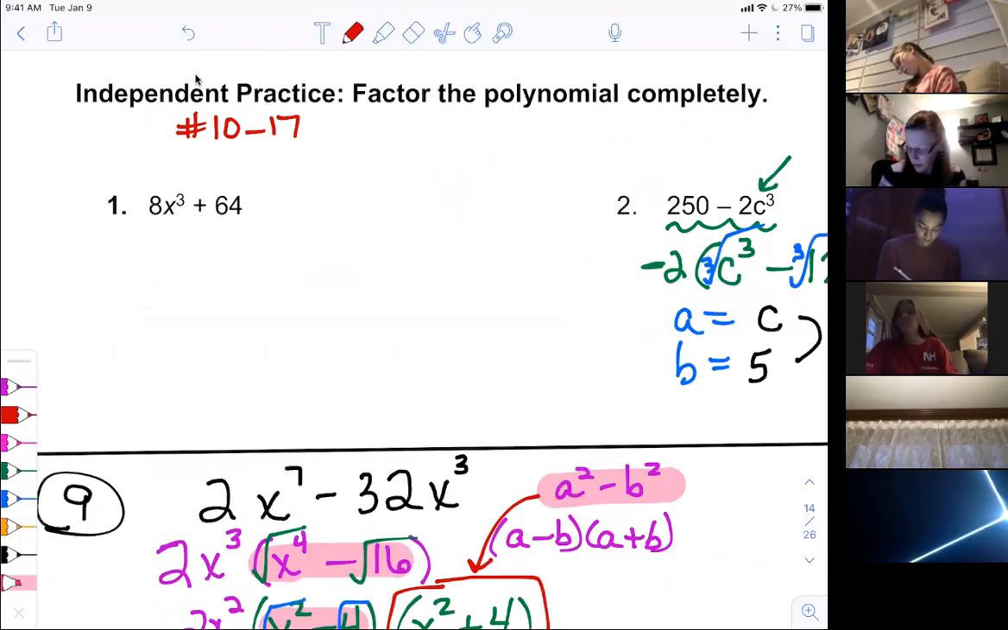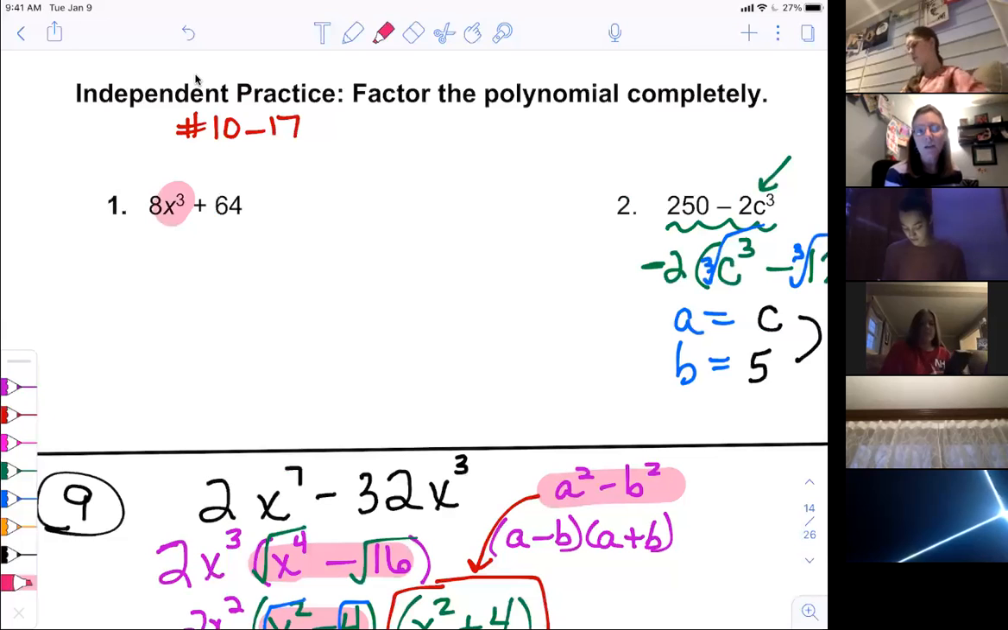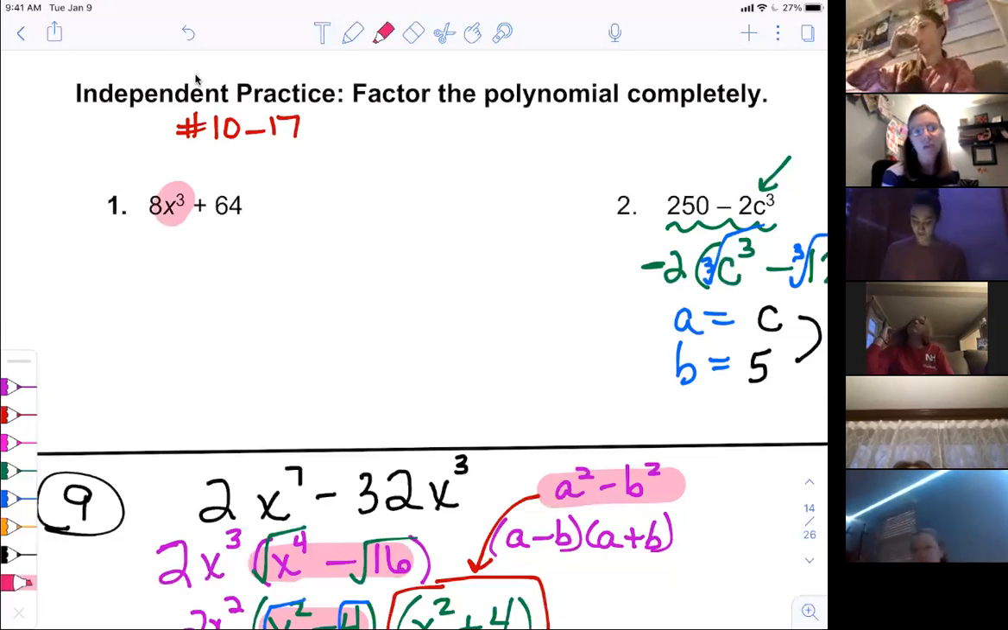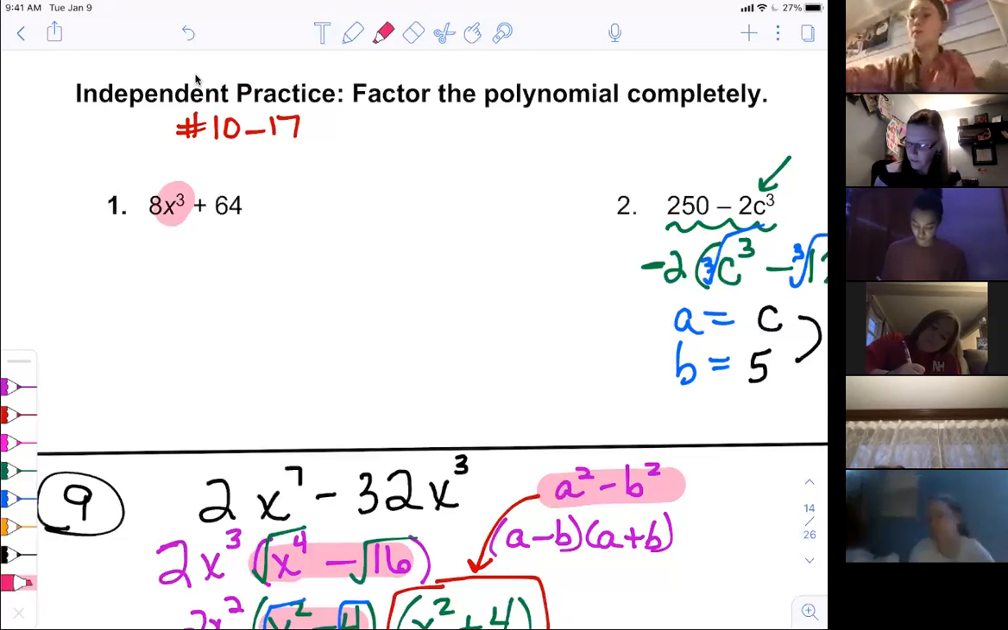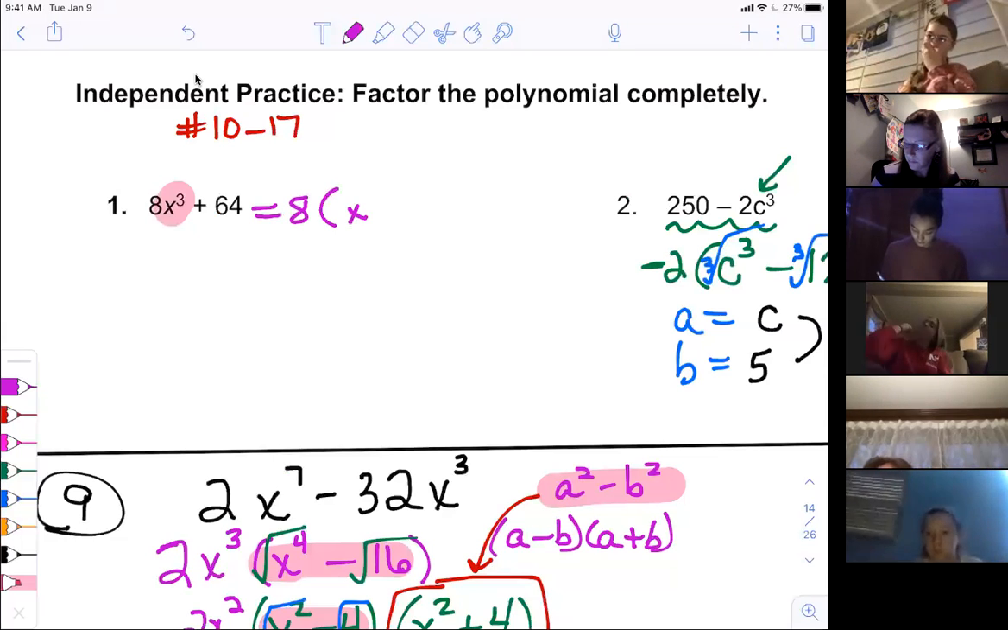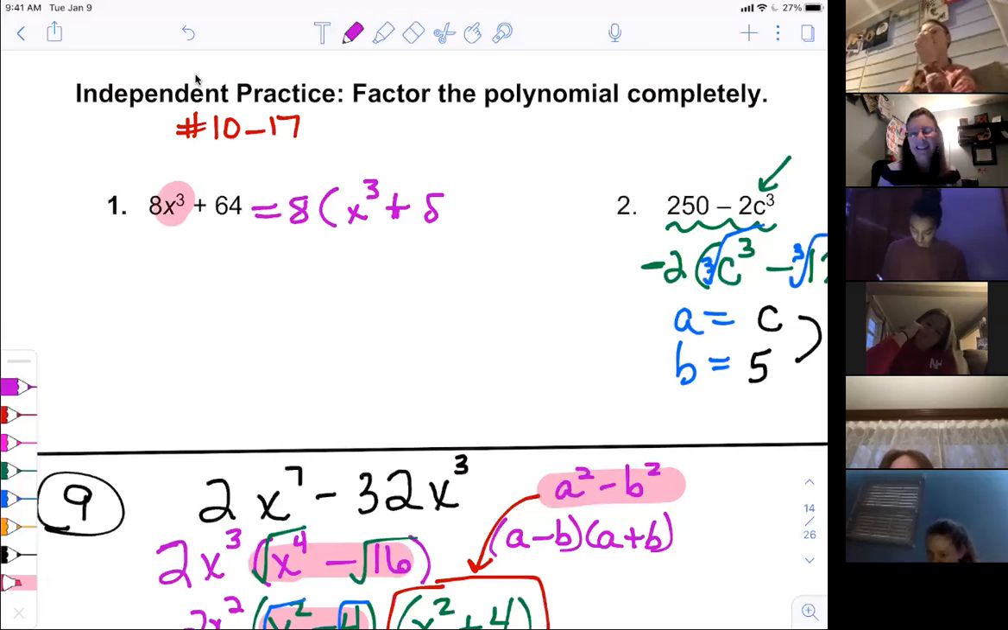Well, that x cubed is an indication that you're going to use the sum of two cubes. But the first question we need to ask ourselves would be, is there a GCF? So Brooke, if you look at number 1 with the independent practice, is there a GCF with 8x cubed plus 64? Yeah, you have to pull out 8. When you pull out an 8, Brooke, what do you get? x cubed plus 8. There you go, perfect. All right, so now we have x cubed plus 8.